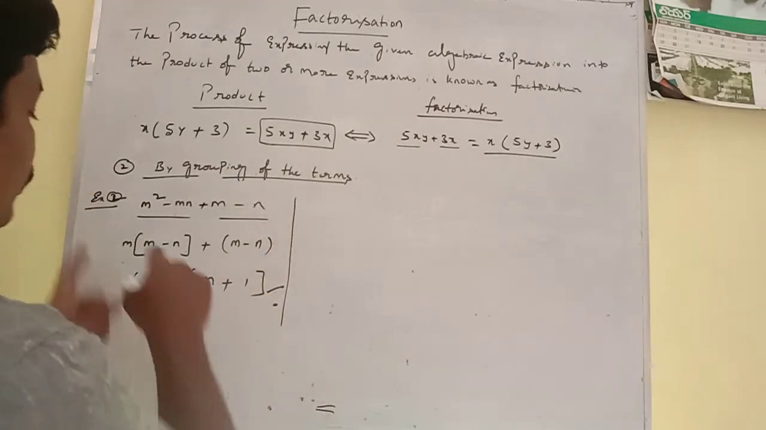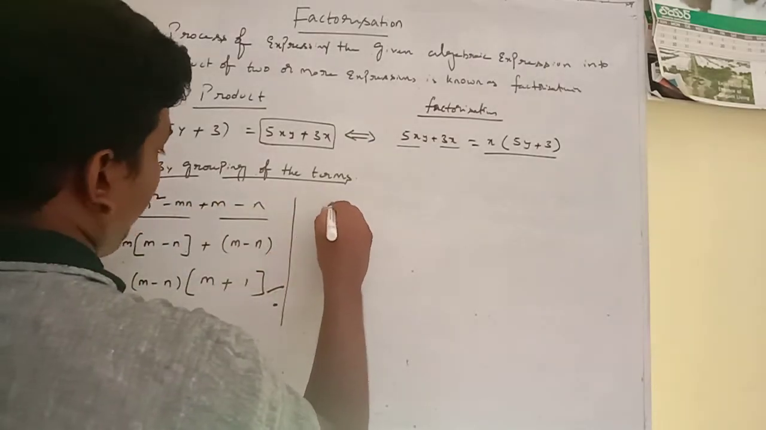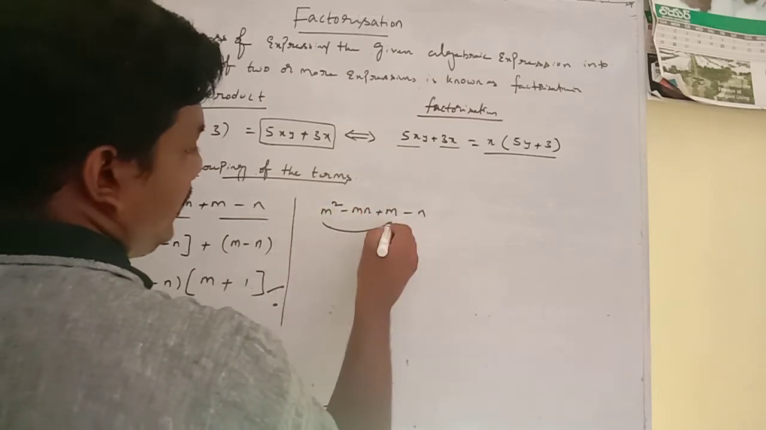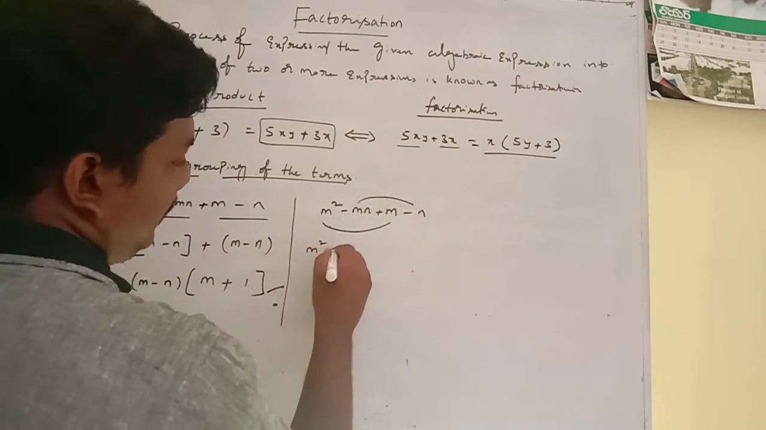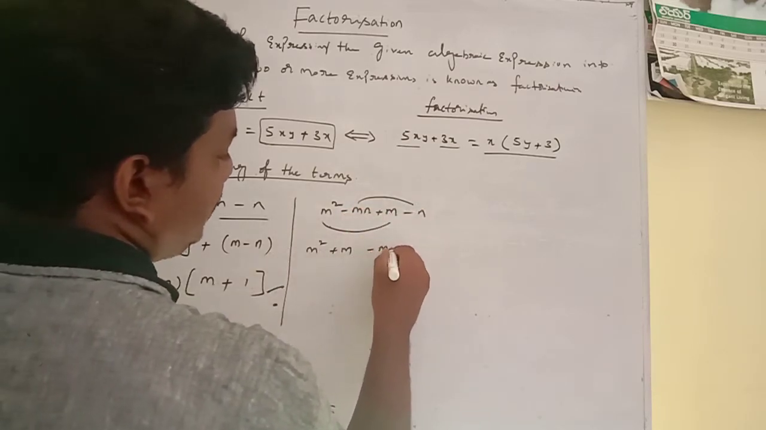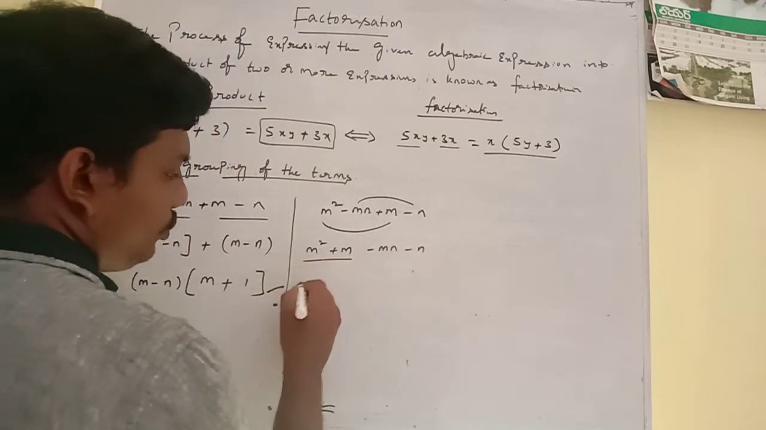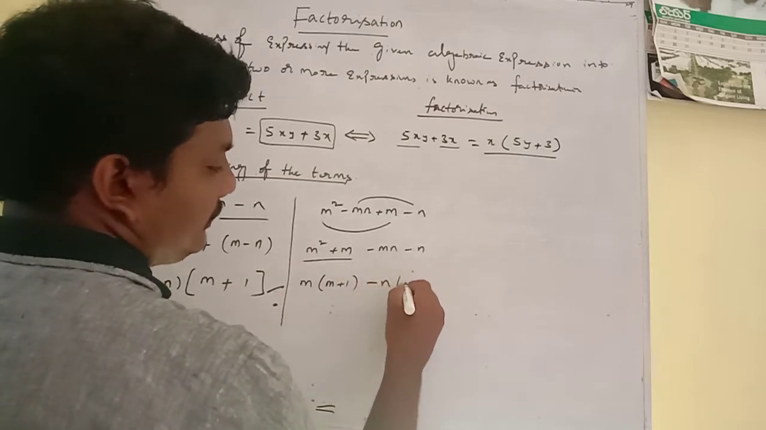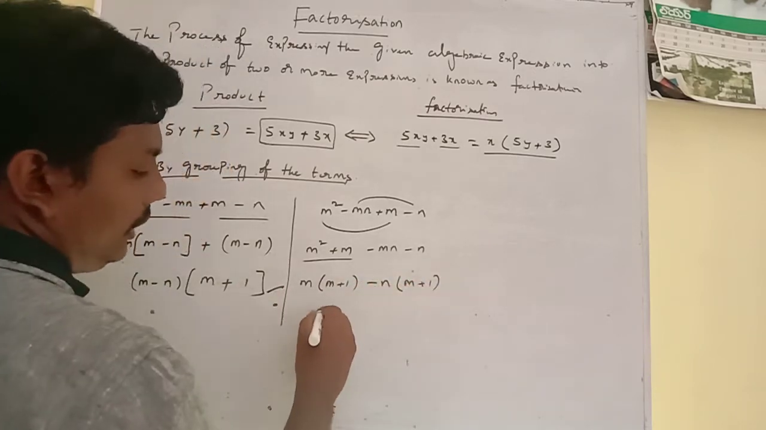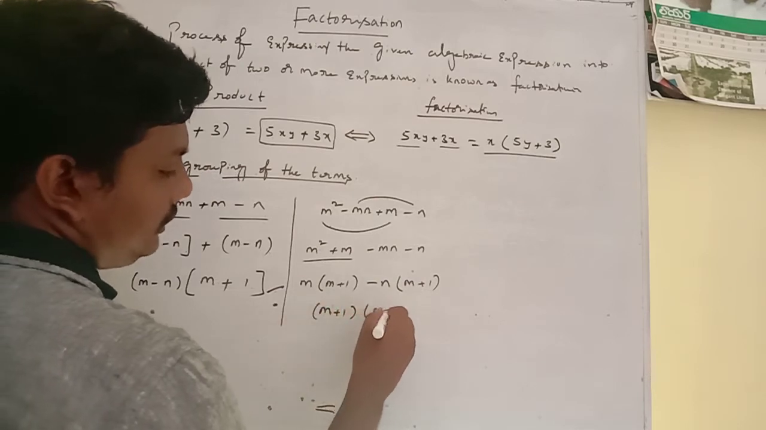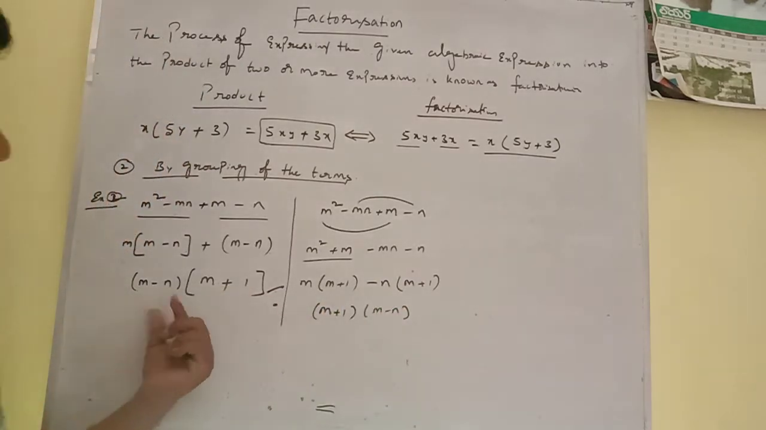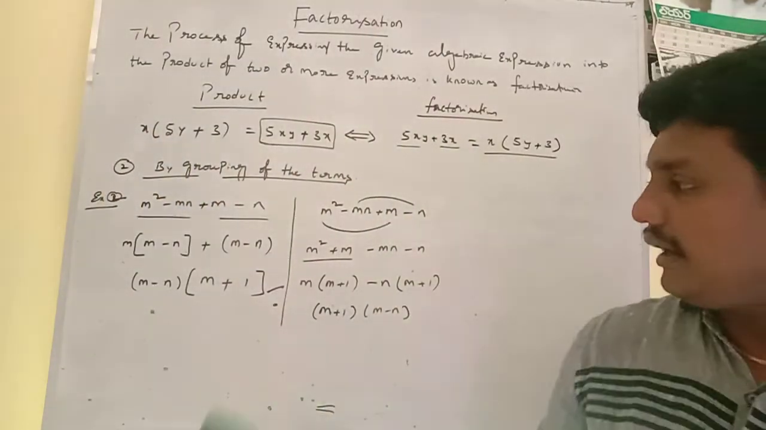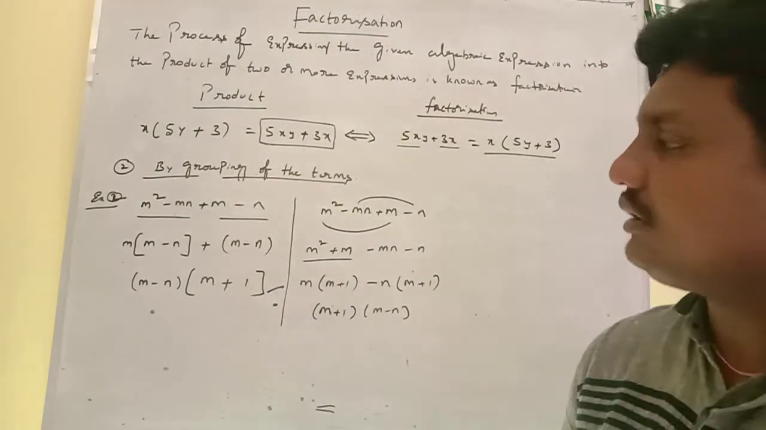Now, as an alternate method, we group the terms again. This is m square minus mn plus m minus n. By taking these 2 and these 2 values, m square plus m minus mn minus n. From these 2, m is common, this is m plus 1 times. Here minus n is common, this is also m plus 1. So taking m plus 1 as common, we get m minus n. The same way, m plus 1 into m minus n. So by taking groups, we can simply find the factors of the given expression.